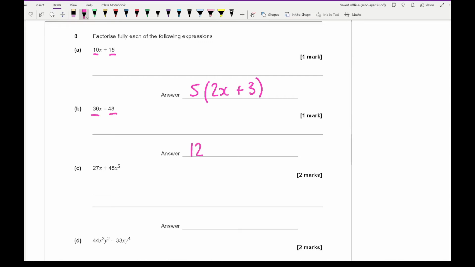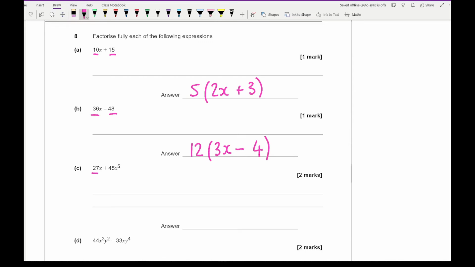So then here, what do I have to multiply 12 by to get 36x? Well, that's going to be 3x. And what do I need to multiply 12 by to get 48? That's going to be 4. And there's a minus in the middle. And then for C, I've got numbers and I've got x's.